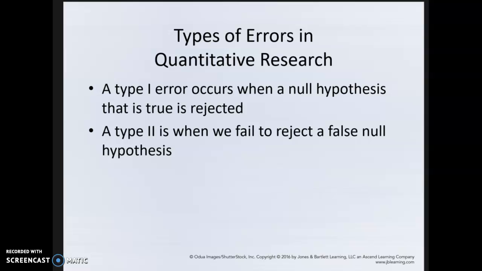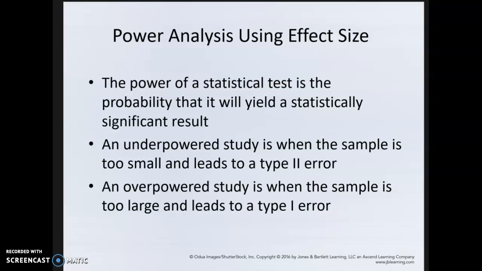They're categorized into two types. Type 1 is when a true null hypothesis is rejected, and type 2 is when we fail to reject a false null hypothesis. When we're looking at our samples, we want to do a power analysis using an effect size, and we referred back to that when we talked about longitudinal studies.